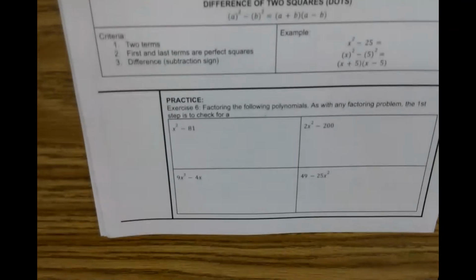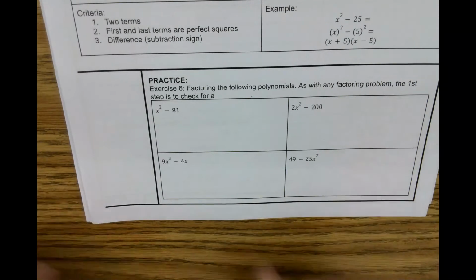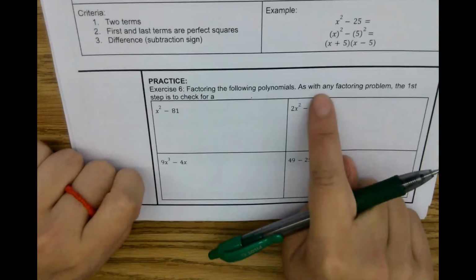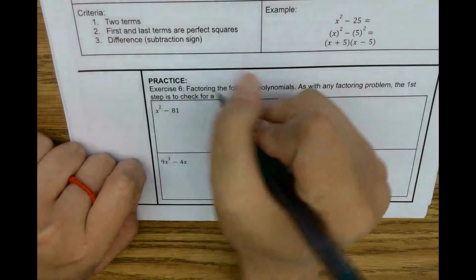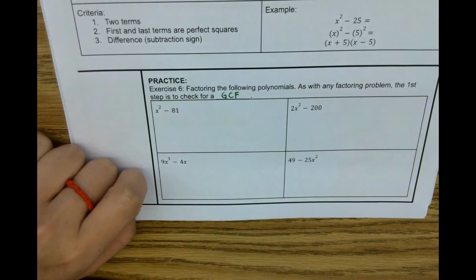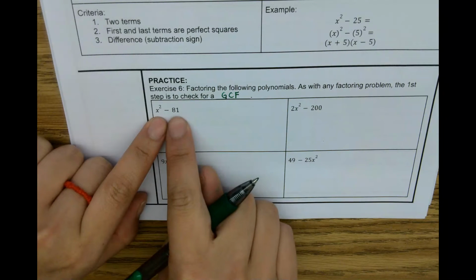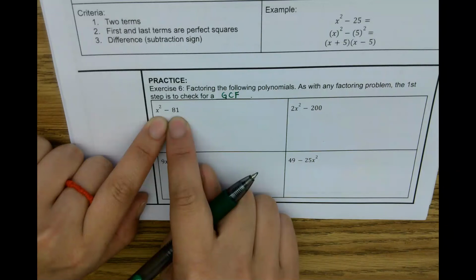Here, we're going to factor using the following steps. As with any factoring problem, the first step is to check for a GCF, greatest common factor. So let's start here: x squared minus 81. There's nothing they have in common, there's no common factor.